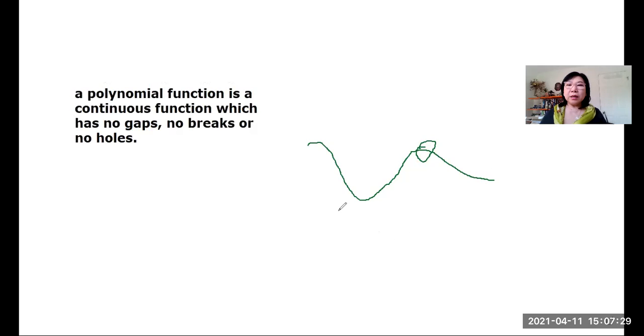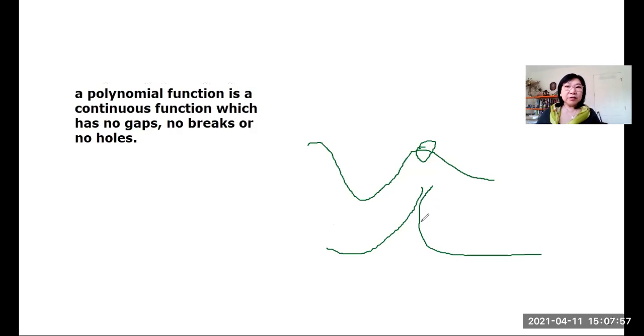Or sometimes you might have a function that looks like this, and then there's a gap here, and then it continues like that. So in this case, you can see this is the gap in between the functions. Here is a break as well. The function is not continuous. So obviously, these two functions are not polynomial functions. That is the first condition to be a polynomial function: it has to be continuous.